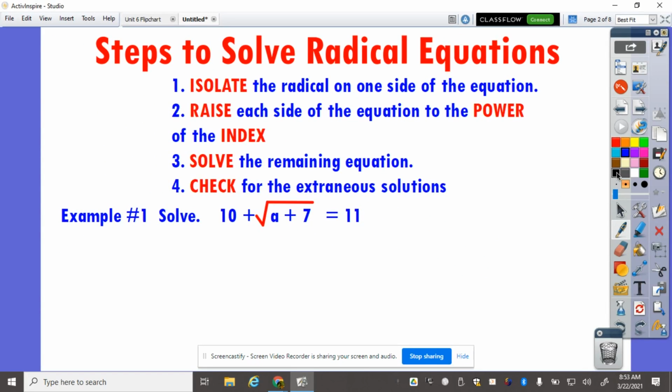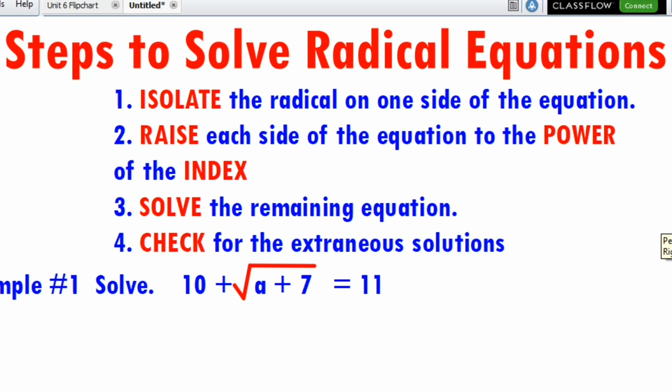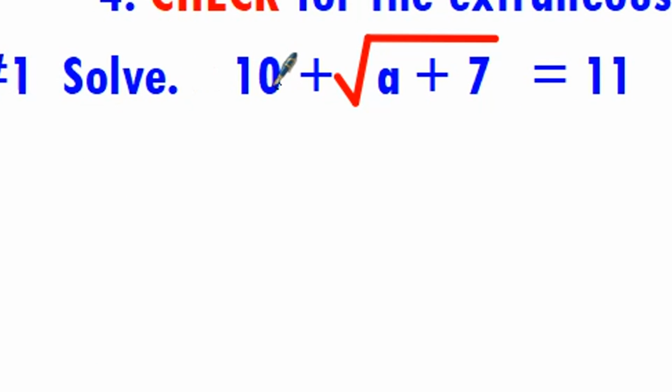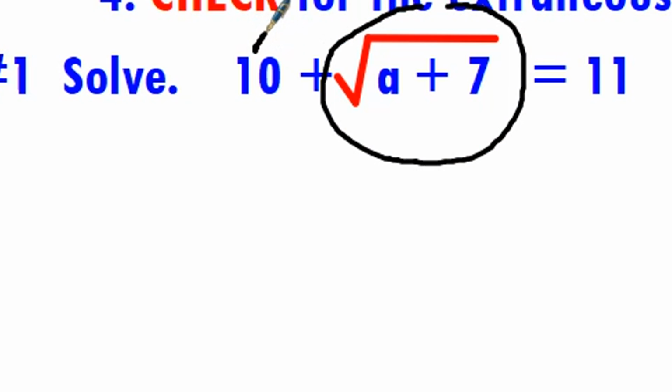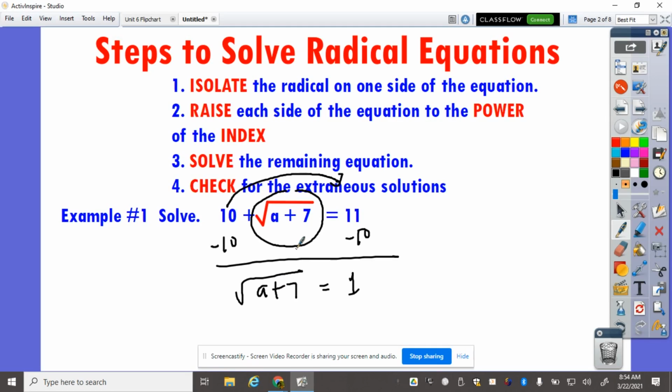And here are the steps in solving a radical equation. Number one, isolate the radical on one side of the equation. Meaning to say, if you have, like here in example number one, 10 plus the square root of a plus 7 equals 11, don't just jump in and solve it. You have to isolate this portion here. So I need to move this 10 to the other side by subtracting 10 on both sides. That makes the square root of a plus 7 equal to 1, and the square root of a plus 7 is isolated.